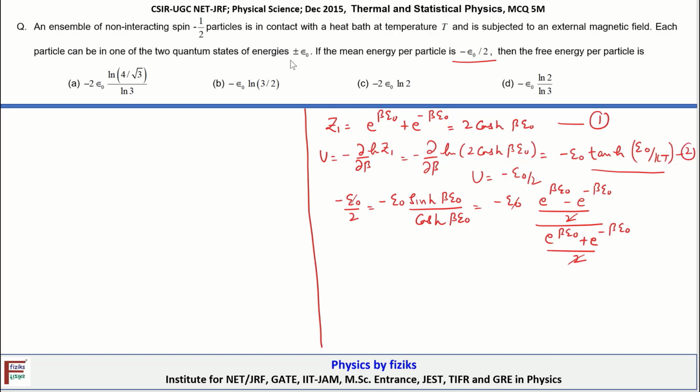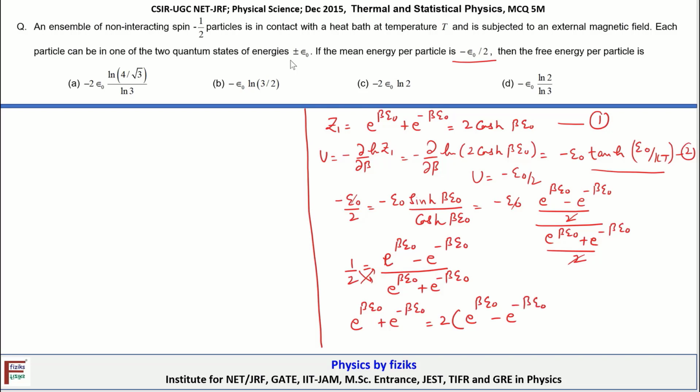So ultimately we are left with the expression that 1/2 is equal to (exp(βE0) − exp(−βE0)) / (exp(βE0) + exp(−βE0)). After cross multiplication and rearranging the terms, we obtain exp(βE0) + exp(−βE0) = 2 times (exp(βE0) − exp(−βE0)).